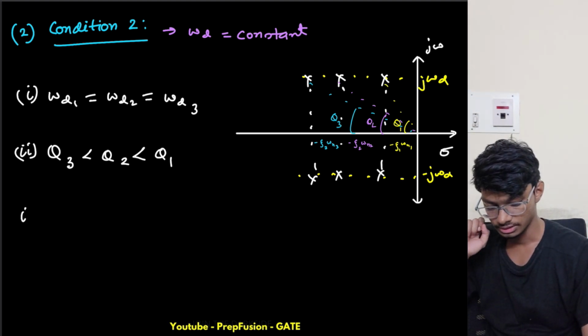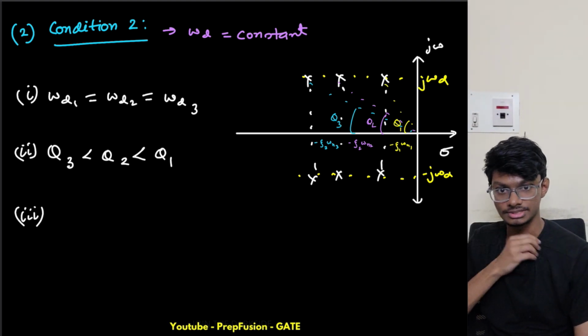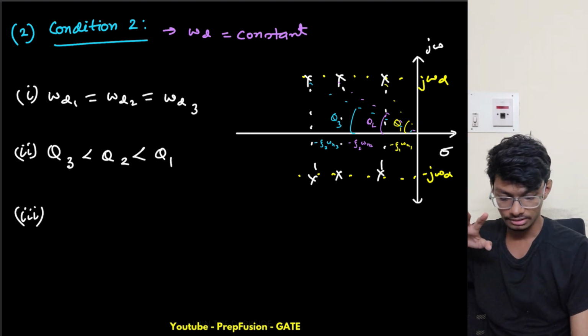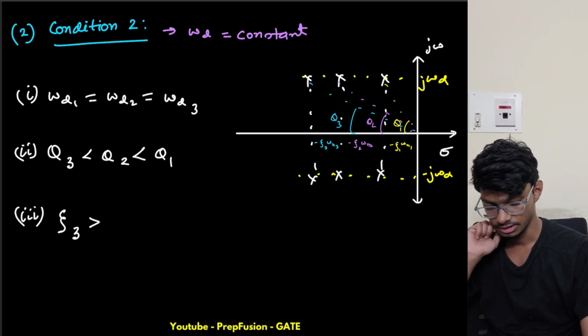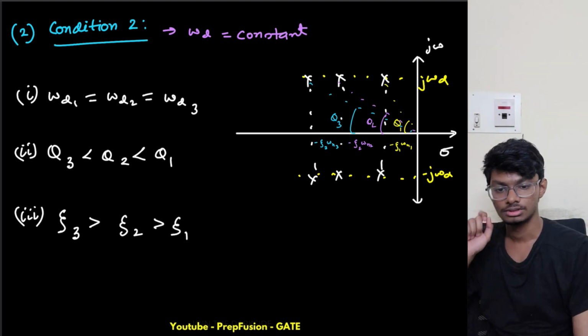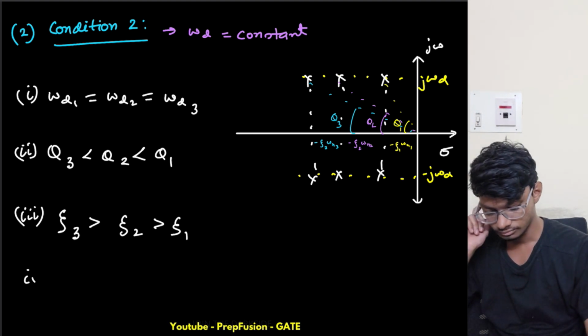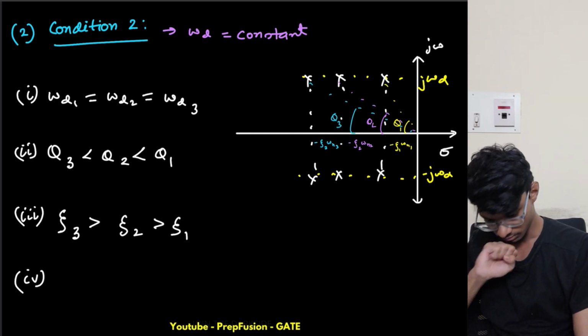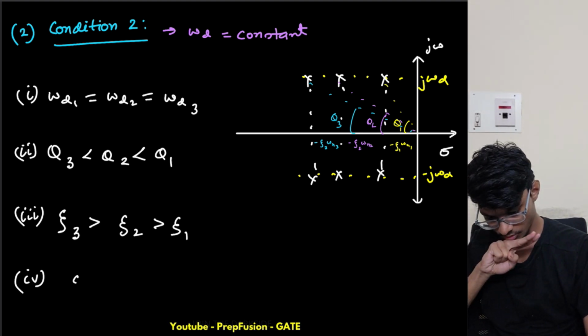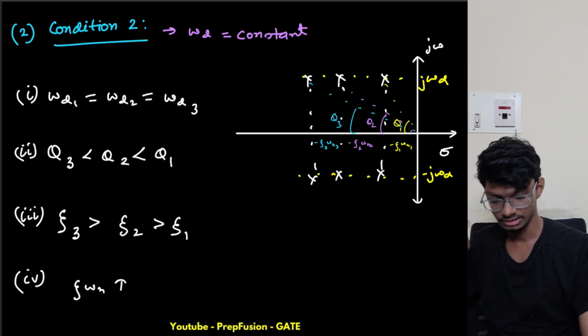So now what about the zeta? If theta is reducing, zeta will increase. It follows an inverse relation, so zeta 3 is greater than zeta 2, greater than zeta 1, okay. So zeta is increasing. Now what about omega n? Like this, the zeta omega n product is increasing, so this is also increasing.